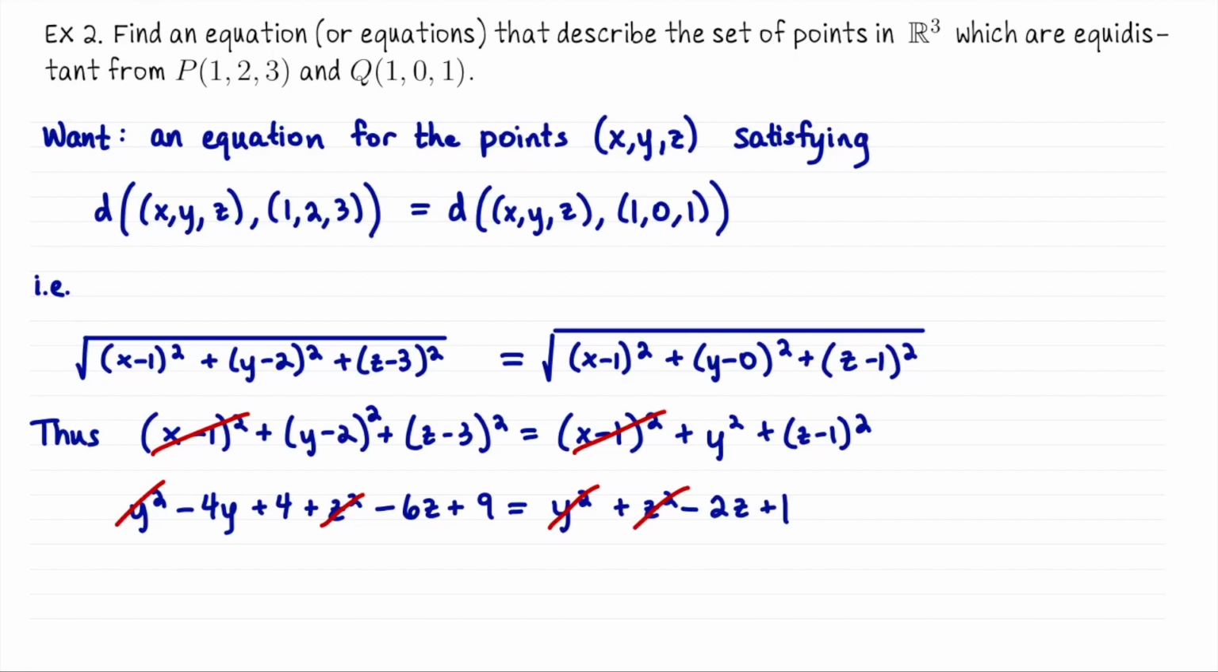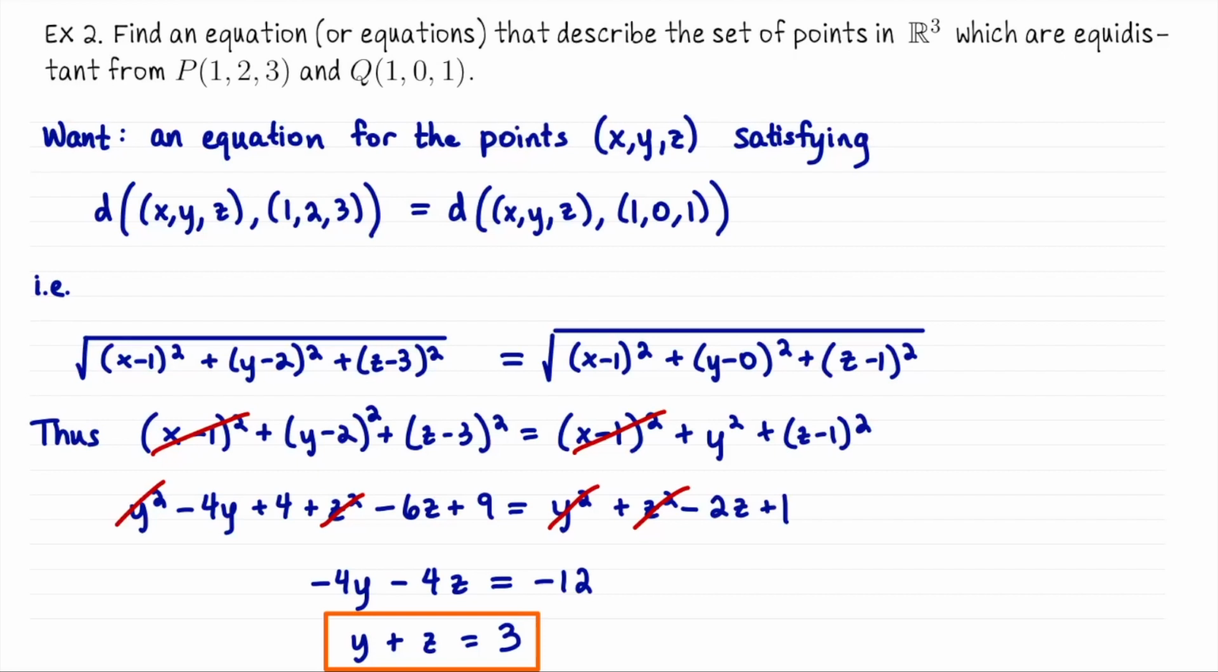Now I'm going to put all of my y and z terms on the left and all of my constant terms on the right. So we get minus 4y, let's see, minus 6z plus 2z, so minus 4z equals 1 minus 13, so negative 12. And then divide out by negative 4, and we're left with y plus z equals 3. So that's the equation that we're looking for. That's the equation that describes all of the points in R3 which satisfy the property that their distances to P and Q are the same.